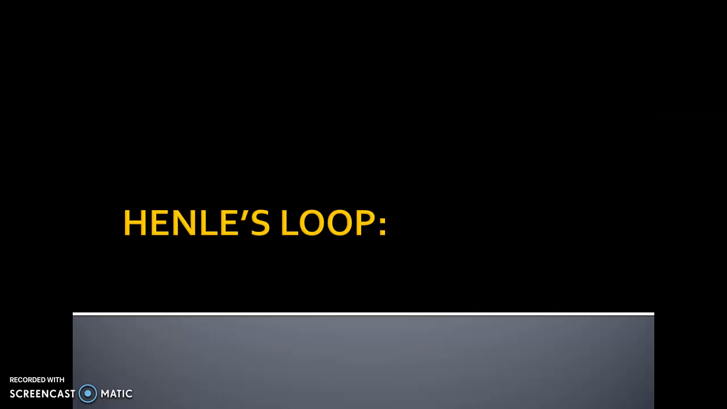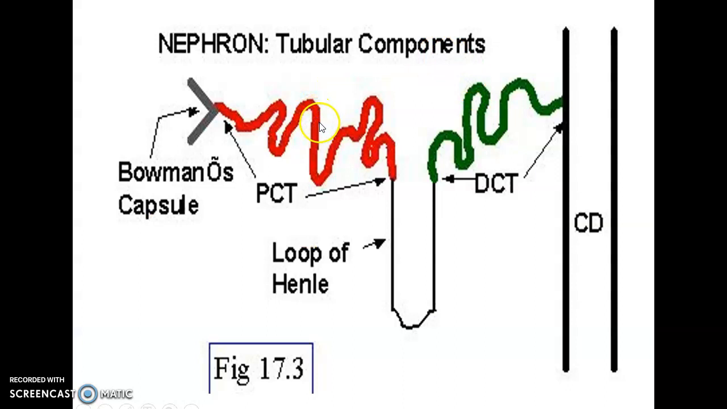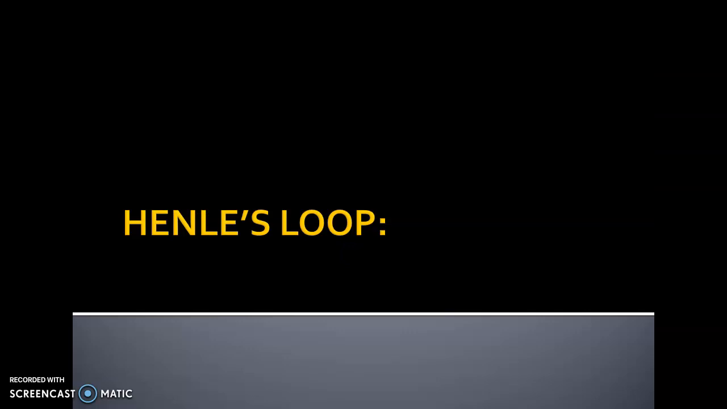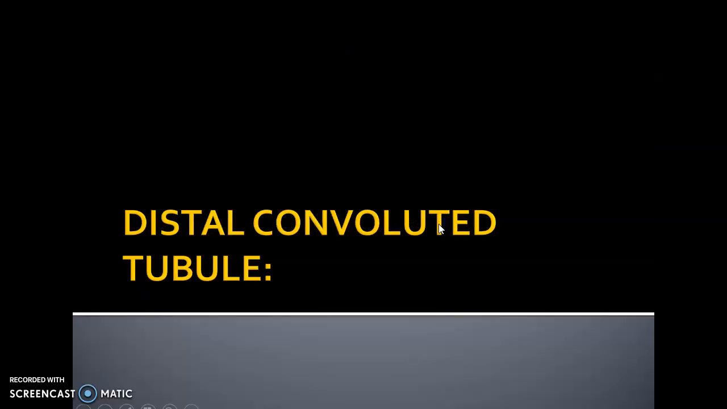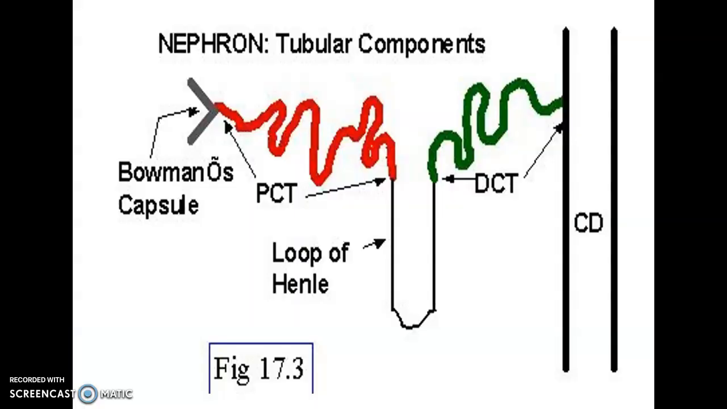So once we have observed the PCT, this PCT slowly starts to descend and becomes thin. And this thin tubule that descends down and then ascends tends to form a U-shaped loop-like structure, and this structure is what we refer to as the loop of Henle. So the next part of the nephron is the Henle's loop. It appears like a hairpin, right? So a hairpin shaped Henle's loop is the next part of the tubule, which has a descending as well as an ascending limb.